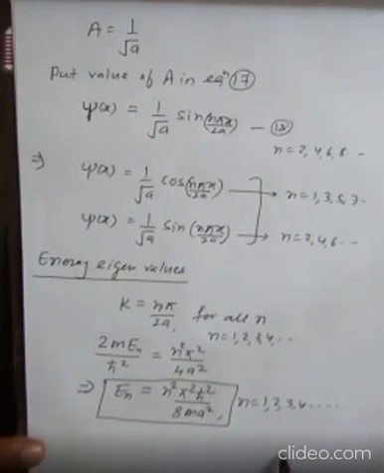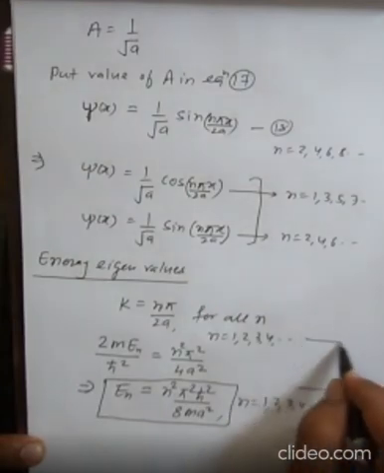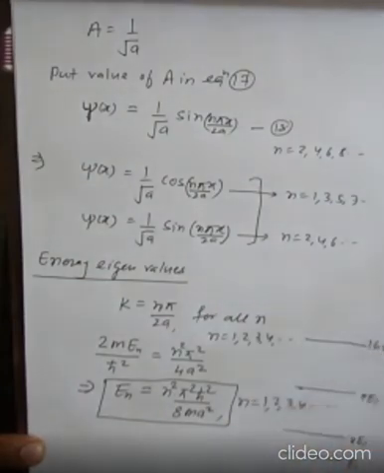So this energy level will be the ground state, and then it is proportional to n square. Then this is 4 times E1. Then this will be 9 times E1 and 16 times E1. Okay, it means we get discrete values of energy.